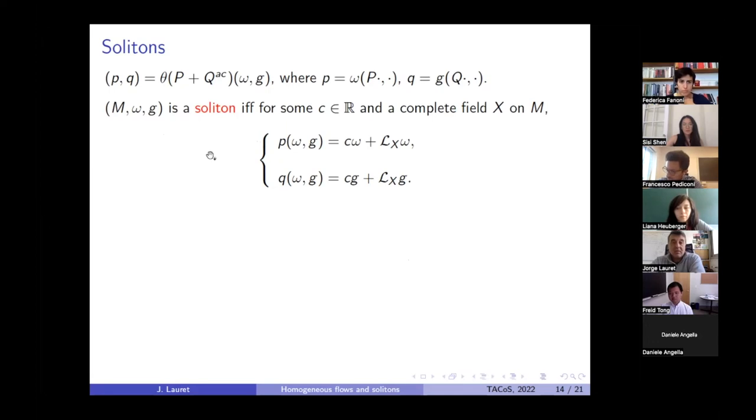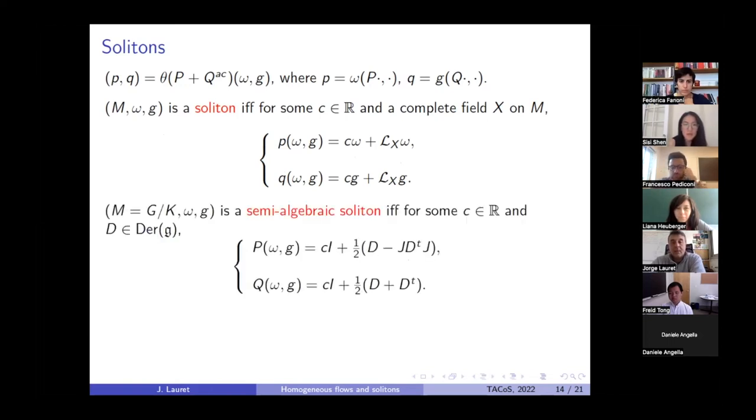Actually, no, not necessarily homogeneous, but this is the general definition, okay? This P must be a multiple of omega plus the Lie derivative with respect to some field, and also with Q. And it will be a semi-algebraic soliton if you already have, we should have here G. Oh, sorry, this K is the identity. If and only if there is a number C and a derivation such that the operators P and Q you can write, this is like a very algebraic definition in terms of the operators.